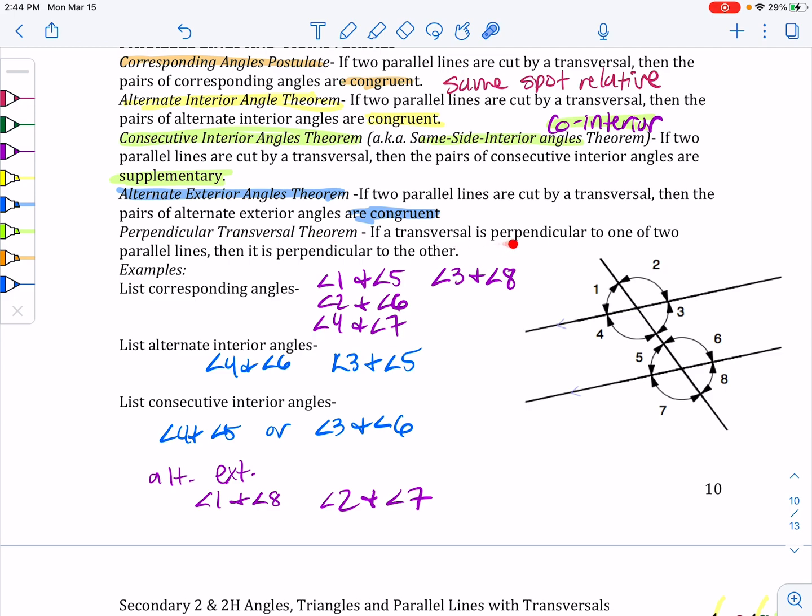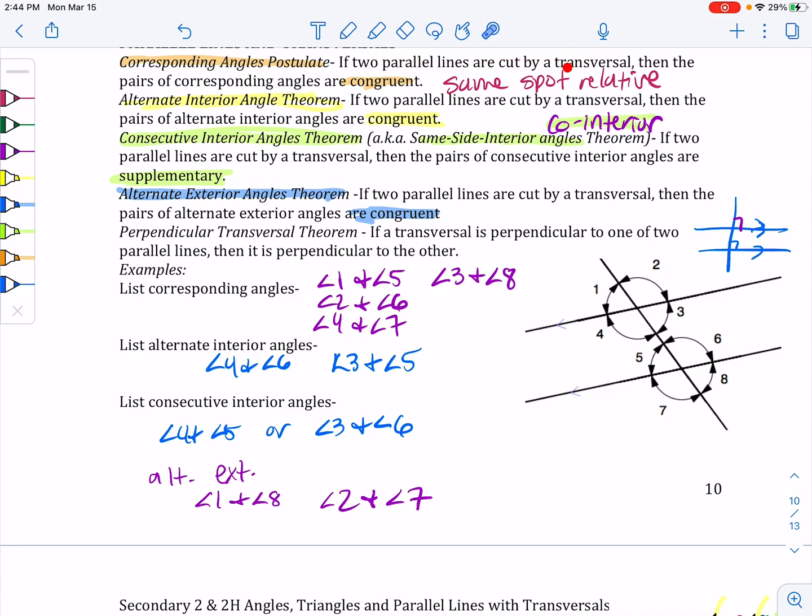So if a transversal is perpendicular to one of two parallel lines, then it's perpendicular to the other, which should make sense. Got two lines that are parallel. It's perpendicular to one of them, which means that it has to be perpendicular to this one as well because of corresponding angles. Okay, so that should make sense. Now back to what I was saying.